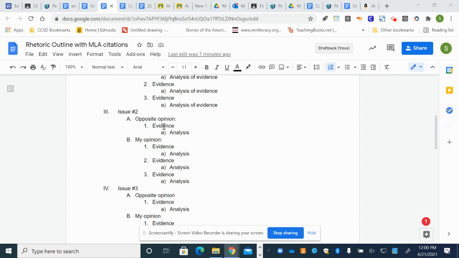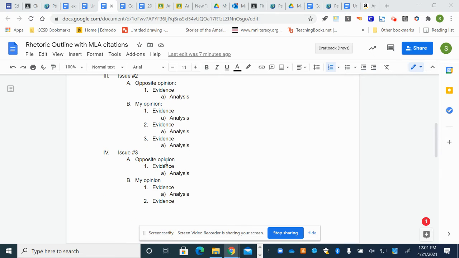So issue 2 is going to look the same. You're just going to keep doing this pattern throughout the rest of the essay, where you give the opposite opinion, you give evidence, you analyze it a little, then you move on to your opinion. Notice that you have a lot more evidence to support your opinion. You don't want the opposing side to take up all the room in your paper. So you mention the opposing side, you give some evidence, then you move on to your opinion.